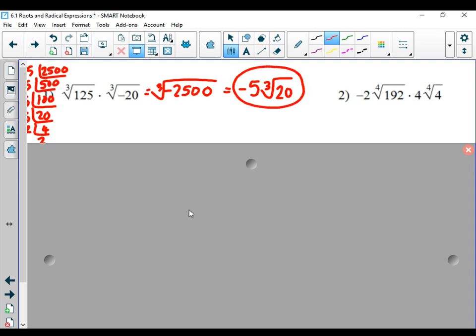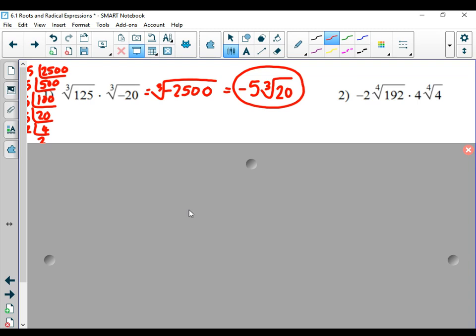So for example, the first one, some of y'all might have noticed, oh, the cubed root of 125. I know what that is, that's 5. Okay, you could do that, great. You just saved a lot of time. If you can't do that, that's okay. Because you can then just multiply them out.